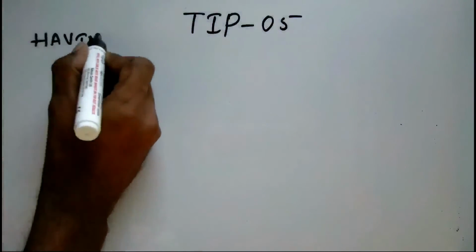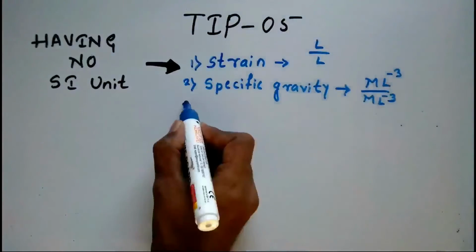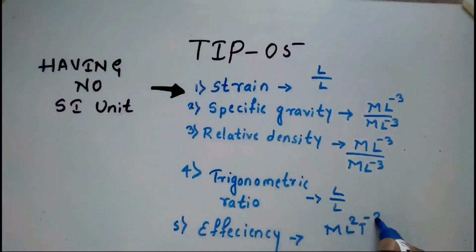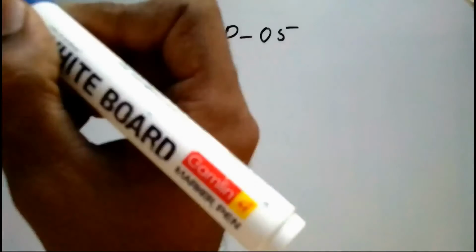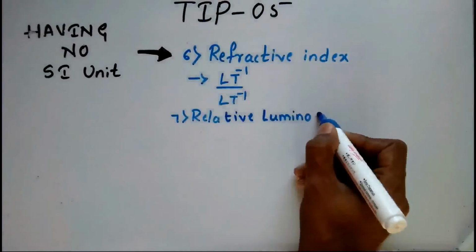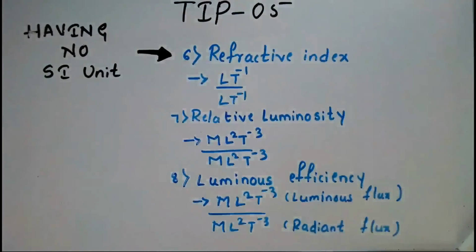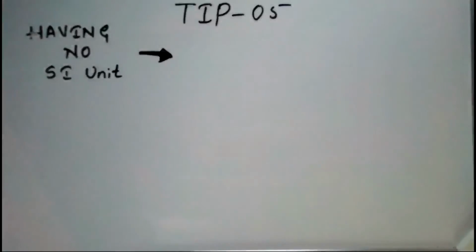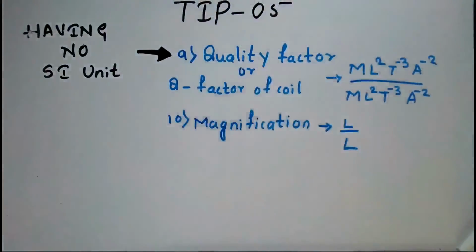And here is your tip number 5. We listed 10 physical quantities that do not have an SI unit. Those are strain, specific gravity, relative intensity, and trigonometric ratios. And next is the refractive index, and refractive luminance, efficiency, and quality factor or Q factor of a coil, and magnification.